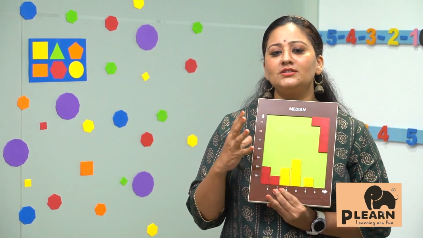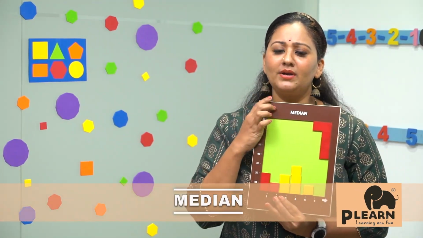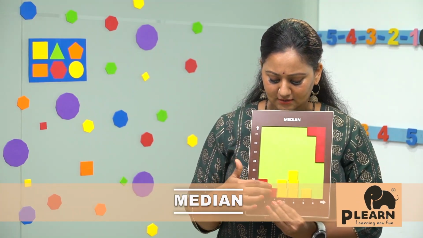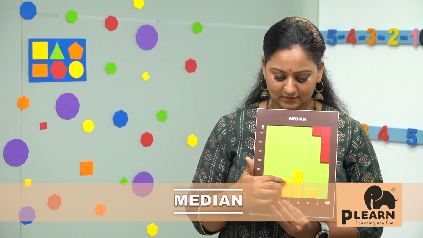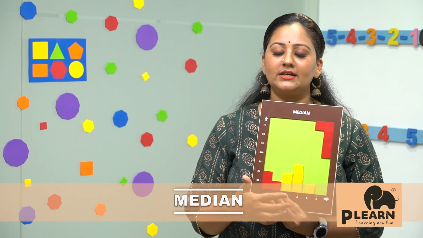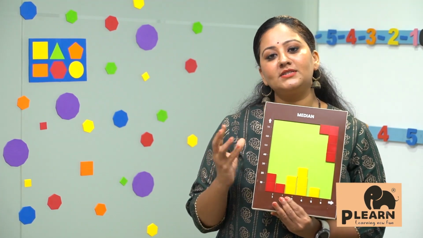Median. Now imagine there is a data given to you. So when you look at this lab equipment, we have arranged the data accordingly. So here in the given data, the first number is 2, second is 1, third is 2, fourth is 3, and the fifth data given there is 1. Now we need to find out the median of this given data.